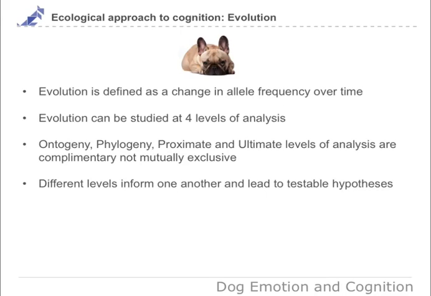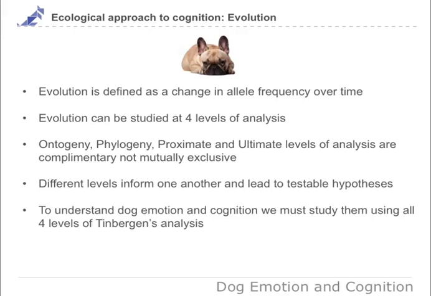Different levels inform one another, as I just said, and lead to really powerful tests of different hypotheses, and sometimes inform how to test a hypothesis at a different level. And that's what makes it so powerful. So to understand dog emotion and cognition, which is what we're really interested in this class, we have to study dogs using all four levels of Tinbergen's analysis.